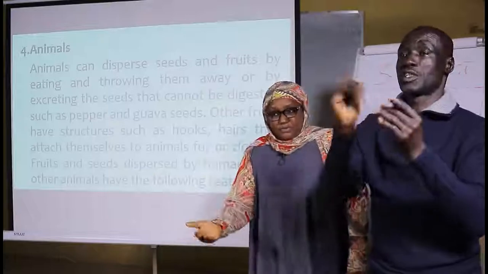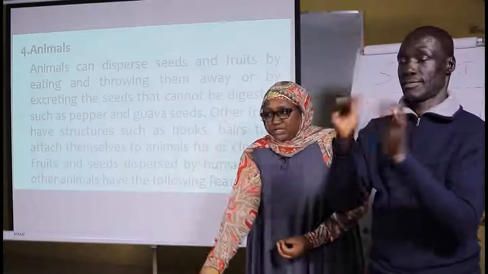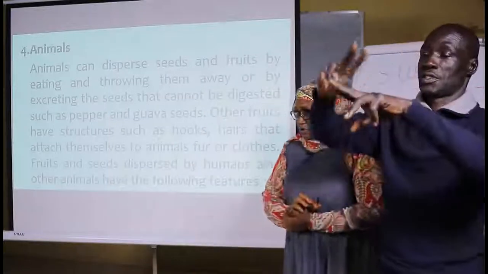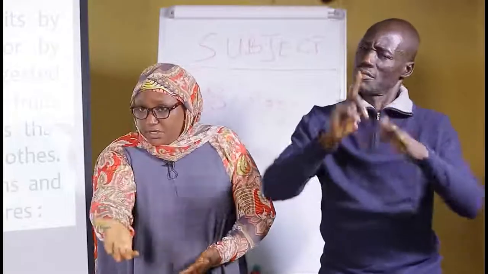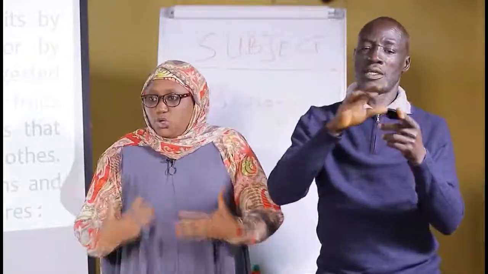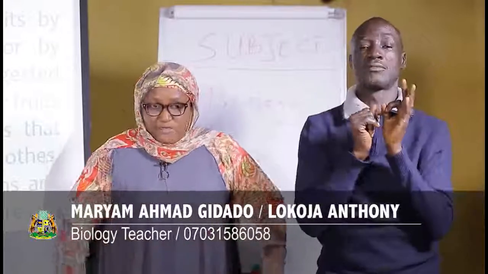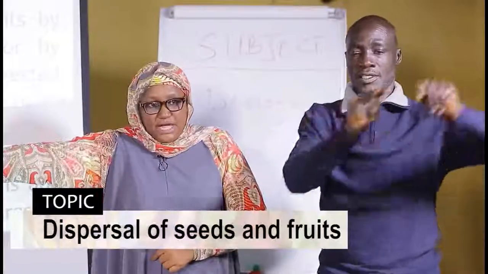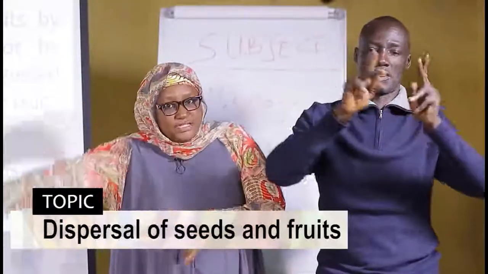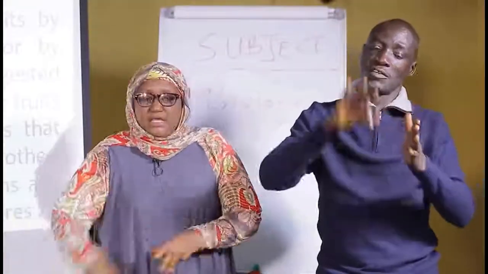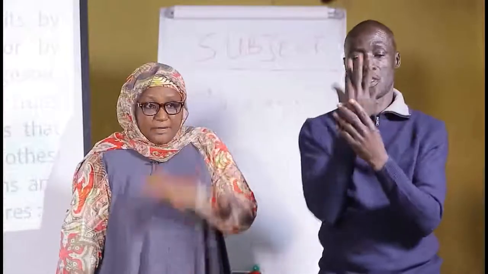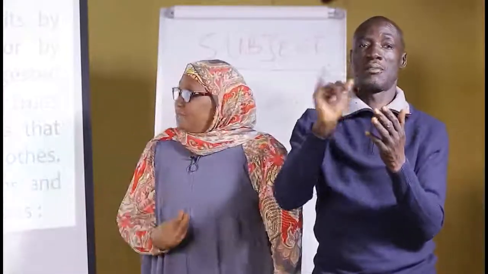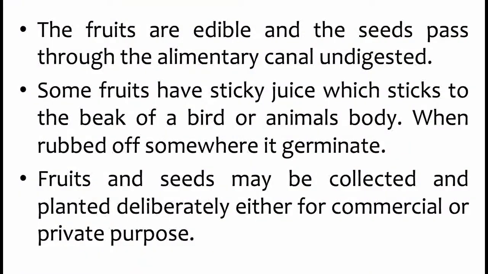The same thing with birds. At times they visit trees, not that they are there to eat the fruit, but maybe they are there for something. Then the fruit, if they have hairs and hooks, can stick to the body of the birds. And when the bird flies to another place, it transfers those fruit and seed to that place. And if it finds a suitable soil, it can also germinate. That is dispersal by animals or by birds. Then we have features of those fruit and seed dispersed by animals.